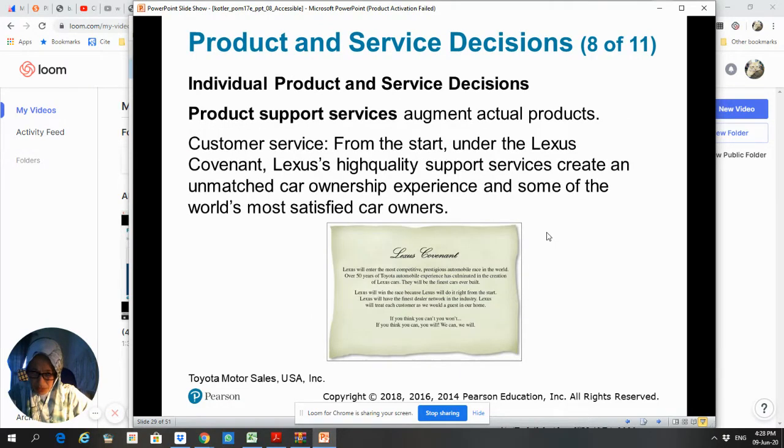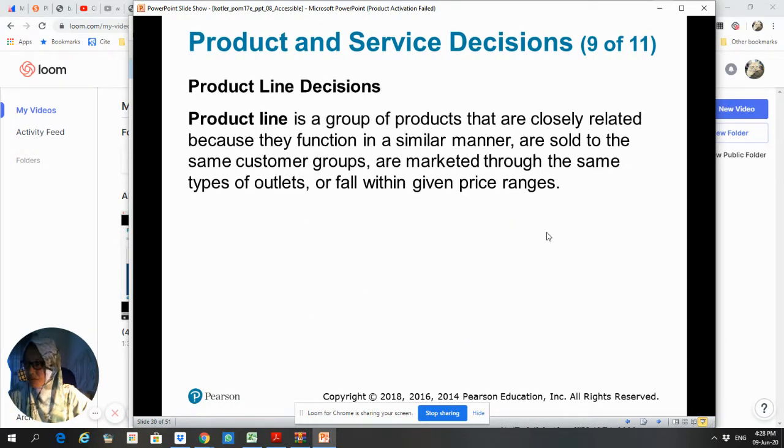If you can see, product line means whether we want to have a single product, only one product, this is what I ask you to do, okay? A single product, or a single with choices. A product line is a group of products that are closely related because they function in a similar manner: similar functions, similar features, similar characteristics, similar groups, distribution center, price. Yeah, that's a product line within the same line.